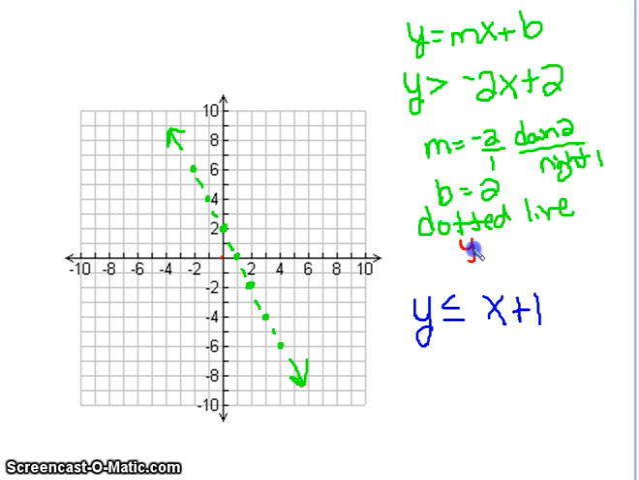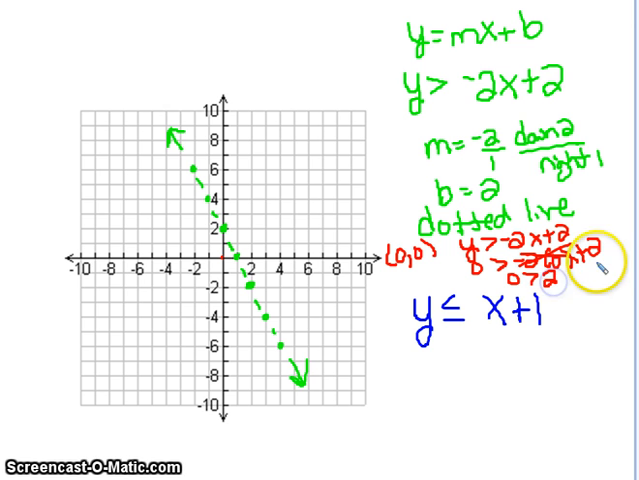So if I plug into y is greater than -2x plus 2, where I'm using 0, 0: 0 is greater than -2 times 0 plus 2. That cancels out, and it's telling me that 0 is greater than 2. The answer to that is no, it is not. So I don't shade the side with 0, 0. I shade over here.